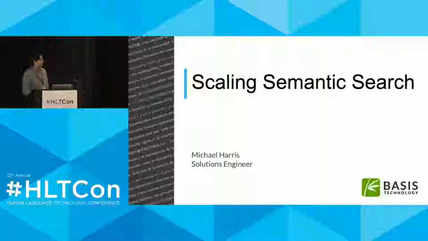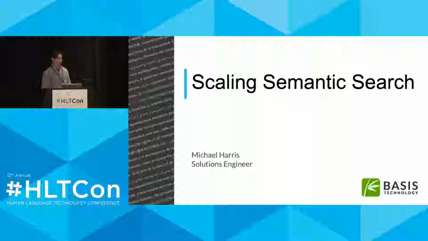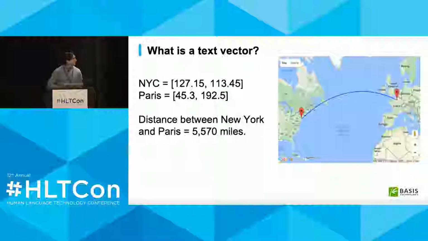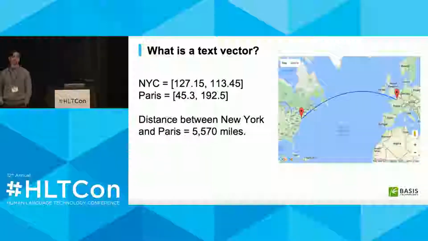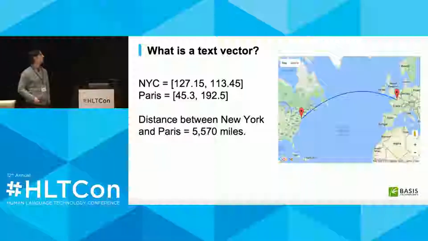So my talk today is about scaling semantic search. And that's a lot of words that people probably have no idea what they mean. So let's start off with understanding what exactly I'm talking about conceptually. The underlying technology of semantic search is what we call a text vector.